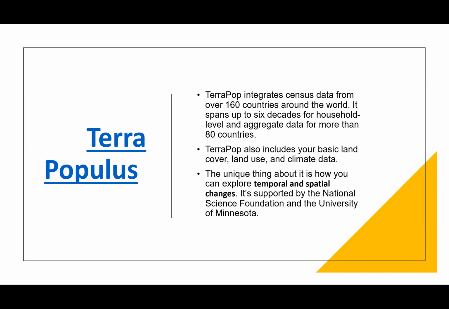Terrapopulus, again, integrates census data from over 160 countries. I think that's pretty significant. And it spans up to 6 decades for household level and aggregate data from more than 80 countries. Again, that's pretty significant. And that's a great source for information as it relates to basic land cover, land use, climate data, but also household level information.